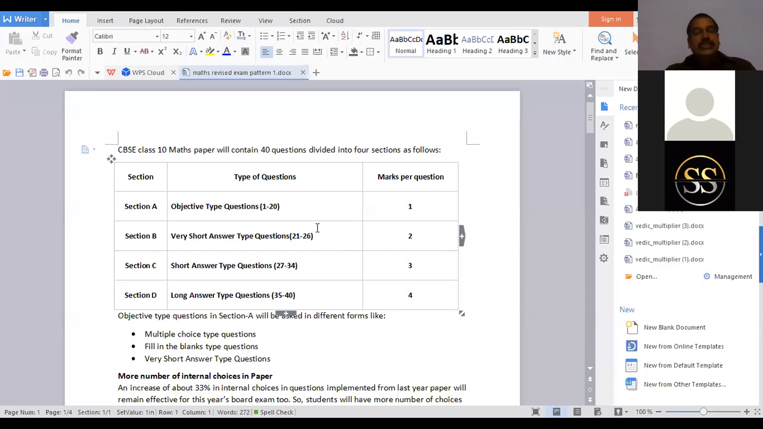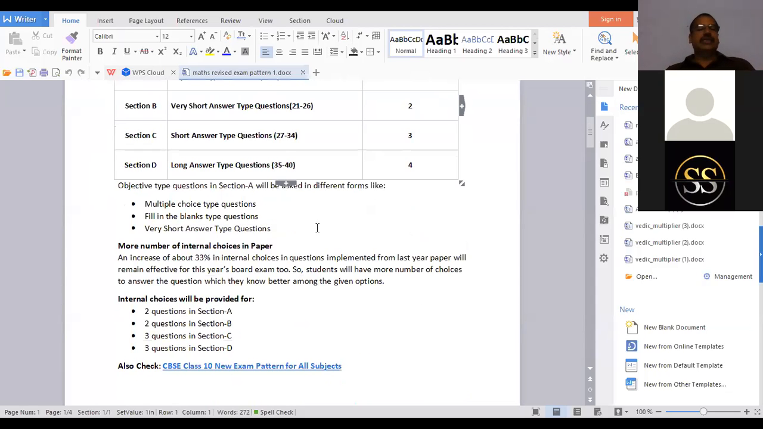More internal choice will be there. The increase of about 33% internal choice in questions was implemented from last year, and the paper pattern will remain effective for this year's board exam too. So students will have more choices to answer the questions, choosing the better one among the given options.